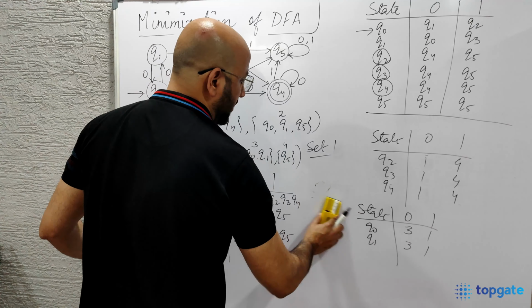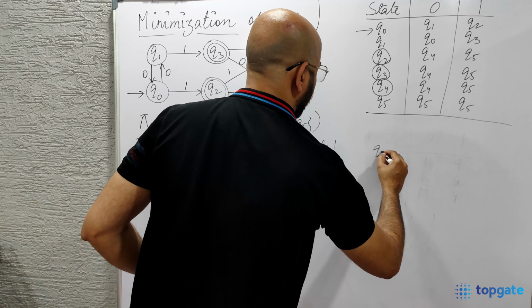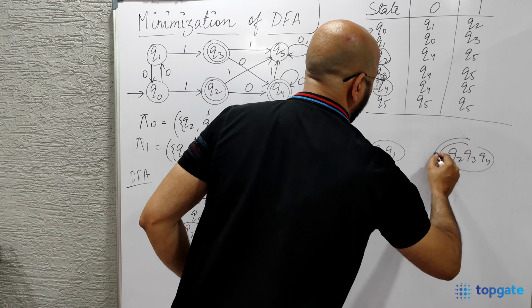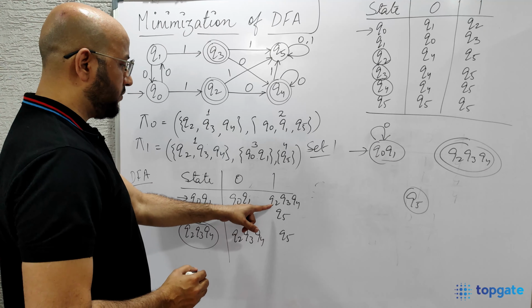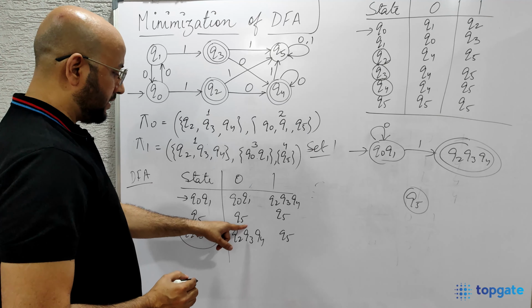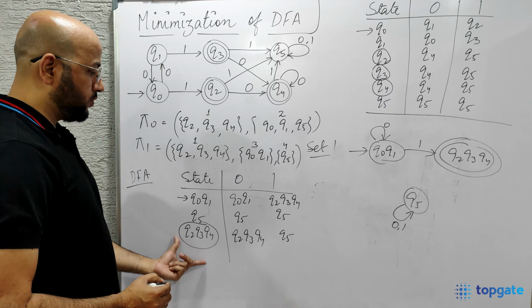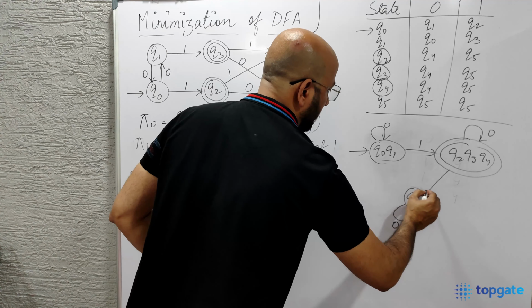Now just make the transition diagram, the final DFA. I have 3 states. I'll make 3 states: Q0, Q1, that becomes my initial state, and then Q2, Q3, Q4, that becomes my final state, and one more state, Q5. From Q0, Q1 with 0, it is Q0, Q1, that is a self loop on 0, and with 1 it moves to Q2, Q3, Q4. From Q5, it is a self loop on 0 and 1. From Q2, Q3, Q4, with 0 it is a self loop, and with 1 it moves to state Q5.